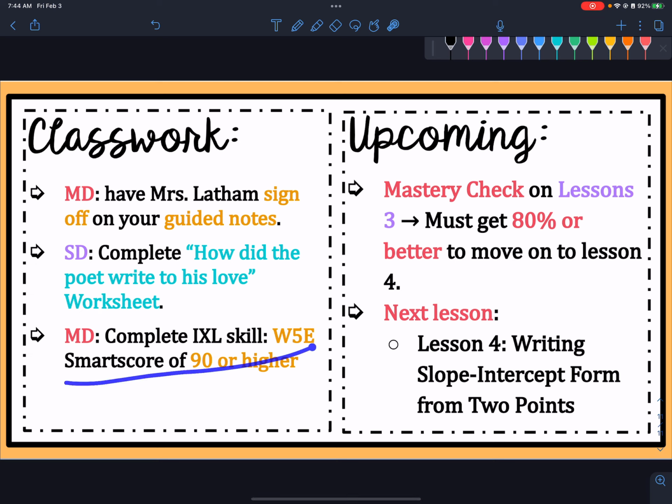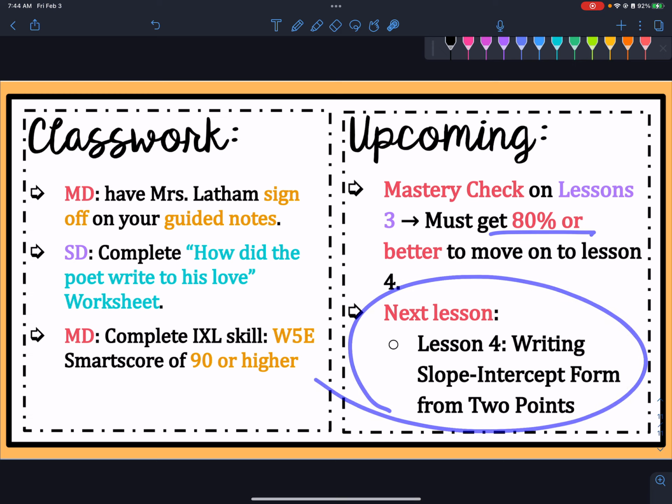So if you do both of these assignments and you're still struggling on graphing, I'm going to give you some extra activities as well to do because graphing is going to be so important moving forward. Also, if you do get the 80%, we're going to move on to lesson 4.